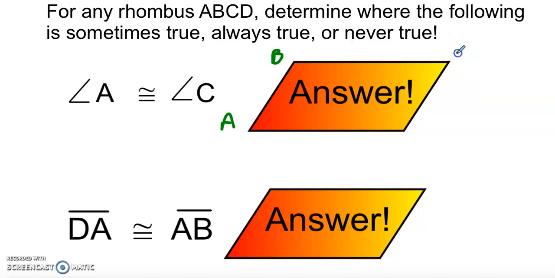B, C, D. And I could have started this at any spot as long as I keep going in consecutive order. I could have started here, gone A, B, C, D, and make it that way. And then I can more easily visualize this. So angle A and angle C, these are opposite angles. So in this case, these are opposite angles. So this one is always true.